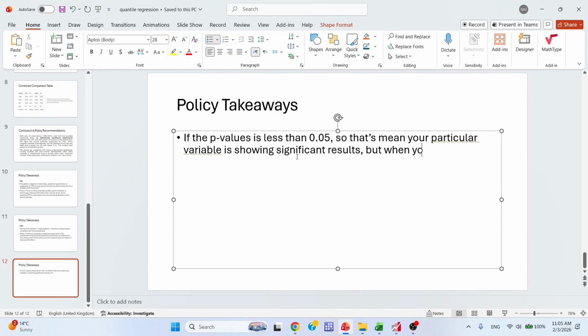But when your p-value or probability value is greater than 0.05, it means that your results are insignificant. So this is the main point that you want to understand in order to interpret the significance and insignificance of your variable.